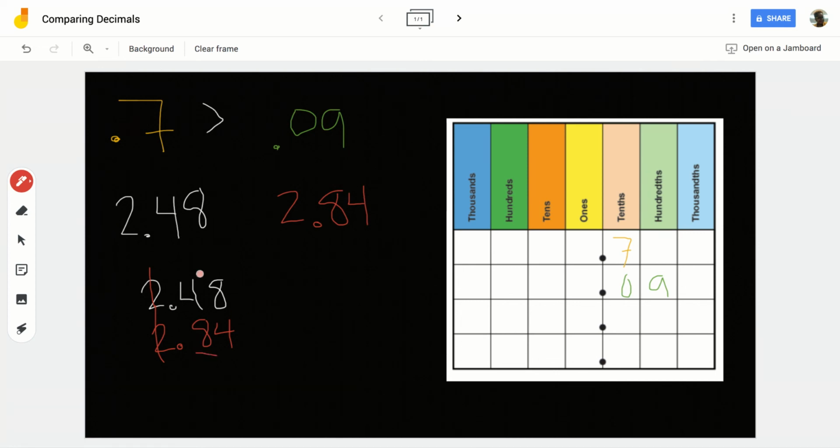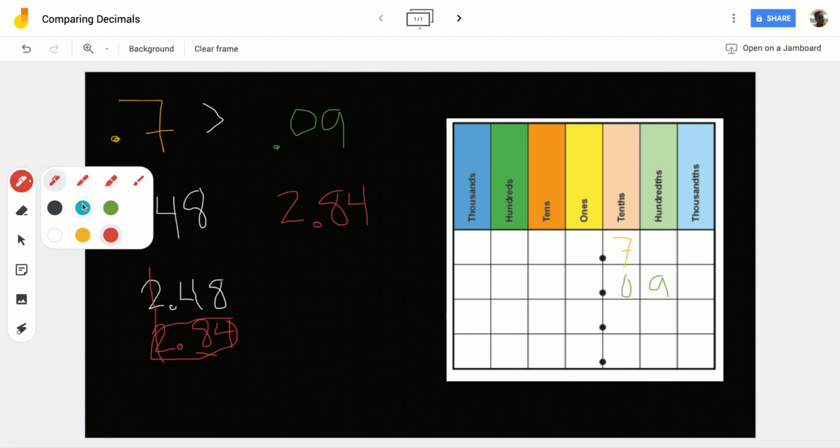And remember, because tenths is our largest place value after the decimal, we're not even going to be worried about anything that comes after the tenths as long as we have two numbers in this column that are larger than 0. So in this instance, I know which number is larger. So I'm just going to go back and plug in my sign. 2 and 48 hundredths is less than 2 and 84 hundredths. Remember, our sign eats the bigger number.